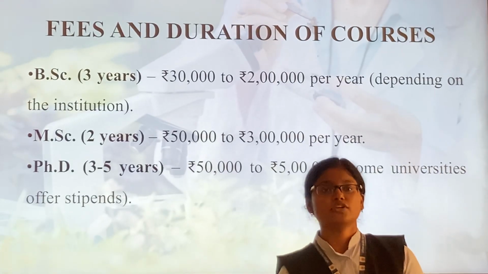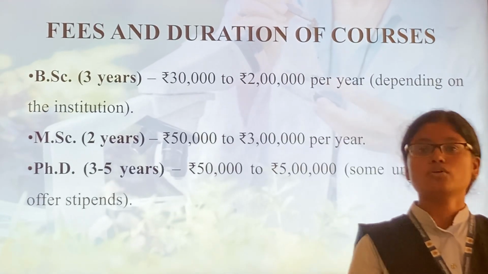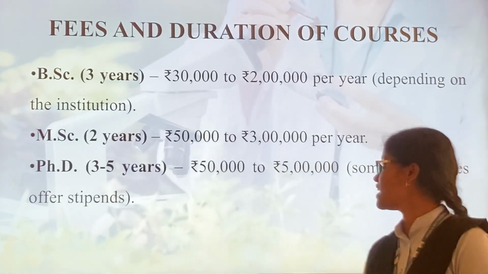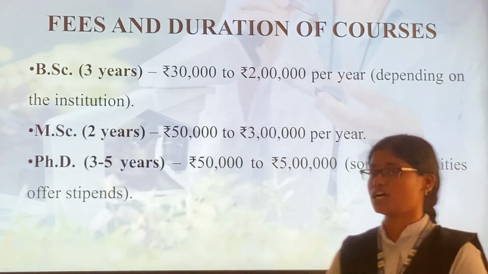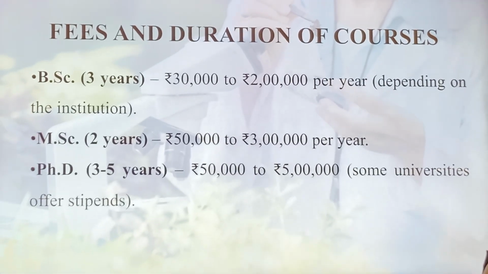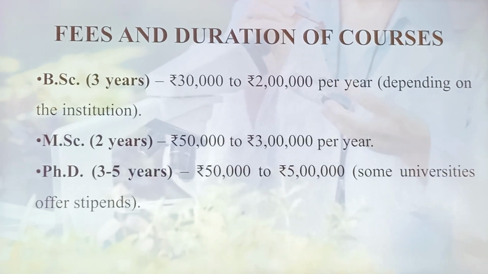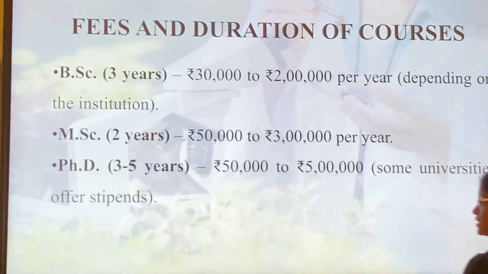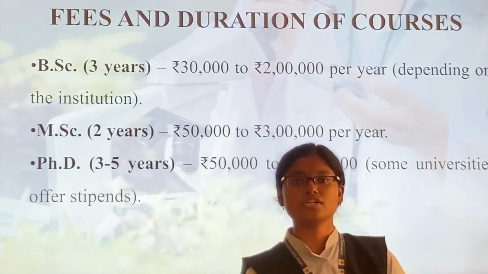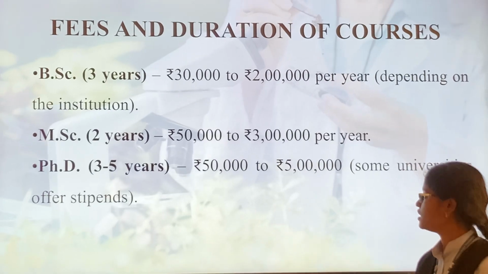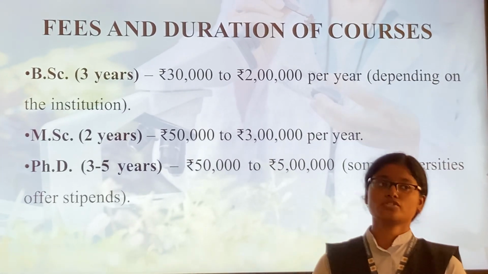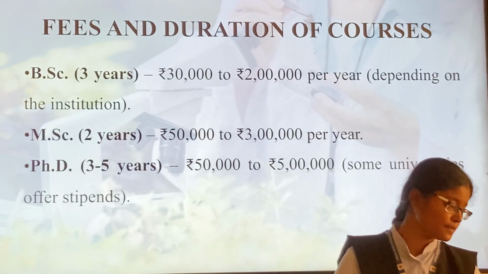Then what are the fees and duration of courses? As we all know, BSc is 3 years, and generally the average fee is 30,000 to 2 lakh. Then MSc is 2 years and your fees will be on average 50,000 to 3 lakh. For PhD, as it is a course of maximum 5 years and minimum 3 years, you can spend 50,000 to 5 lakh, but there are government stipends which can reduce your expense.